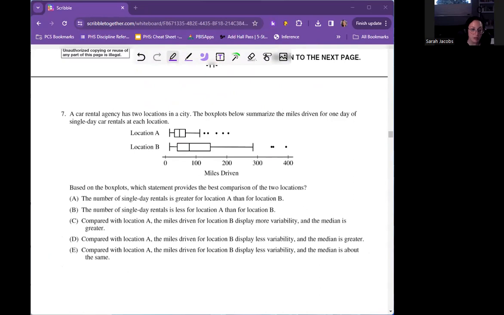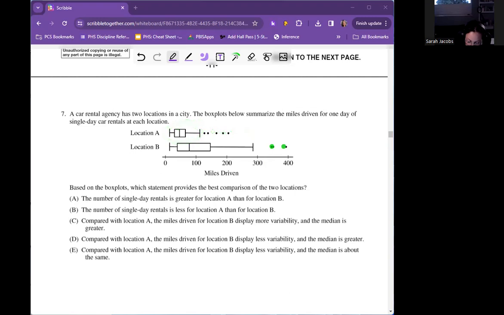7. A car rental agency has 2 locations in a city. The box plots below summarize the miles driven for 1 day of single-day car rentals at each location. So this is a box and whiskers plot where any outliers are shown by ending a whisker at the last actual data value within the bounds to not be an outlier. And then all of these are beyond that. So it helps you know that instead of this whisker extending all the way to the end here, really most of our data is here and we have a few outliers.